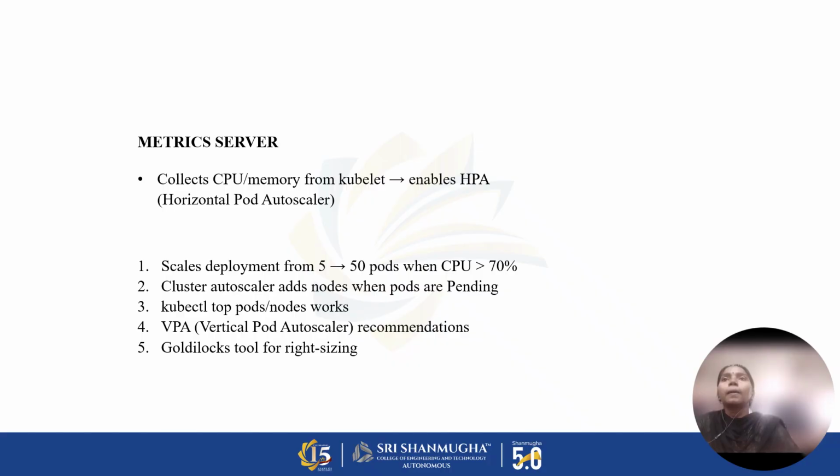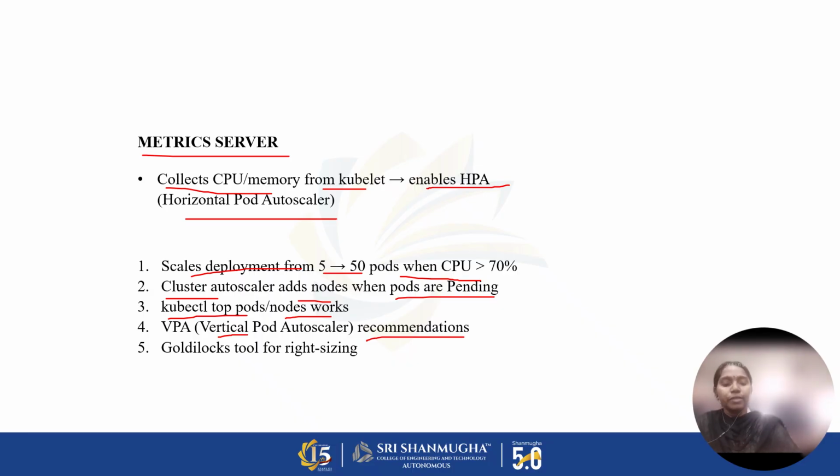So Metrics Server collects CPU and memory from kubelet and enables HPA, that is, Horizontal Pod Autoscaler. It scales a deployment from 5 to 10 pods when CPU is greater than 70%. Cluster Autoscaler adds nodes when pods are pending. So kubectl top pods and nodes works here, and Vertical Pod Autoscaler. Two types of autoscaler are present here: one is HPA and another is VPA. VPA, Vertical Pod Autoscaler, gives recommendations, generally a tool for right-sizing.